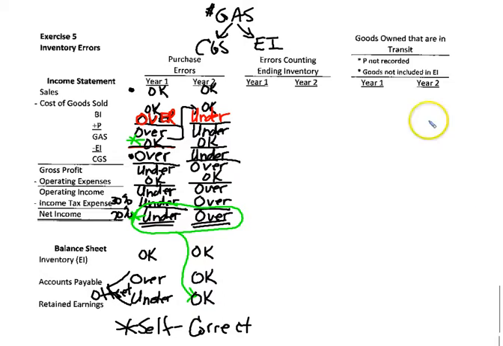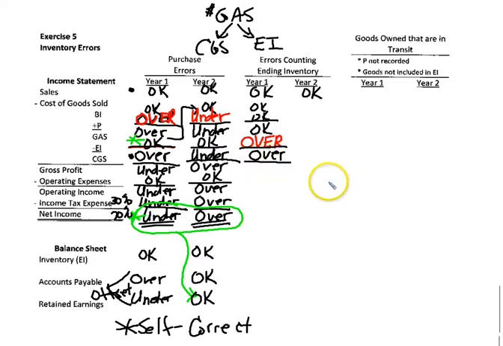All right, let's go to errors counting inventory. So again, we're going to assume nothing's wrong with sales or purchases. So beginning inventory is okay, purchases, goods available for sale will be okay. But let's say when we go in to count this ending inventory that we overstate it. That's going to be our error. That we count too much there and overstate that. If we do that, cost of goods sold will also be too large. It'll be overstated.